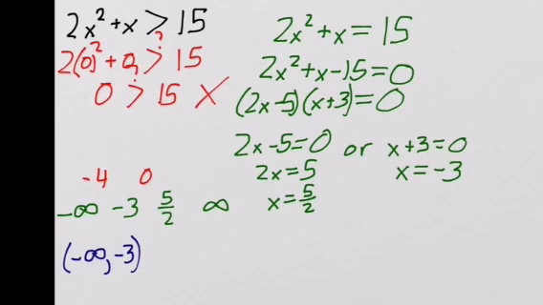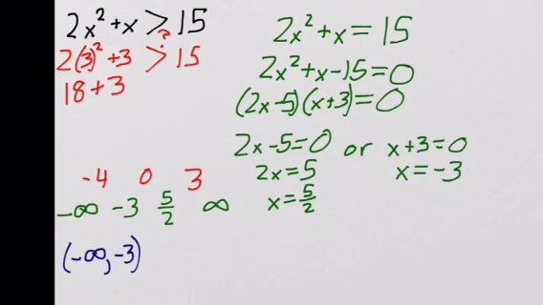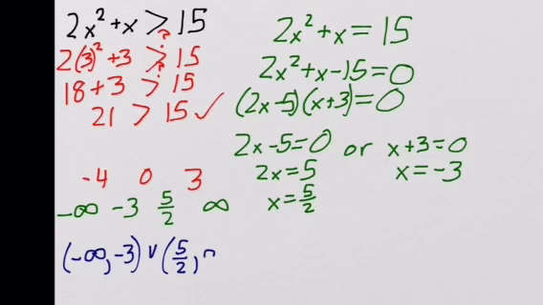Then we also have to worry about 5 halves to infinity. Between 5 halves and infinity, we pick a number. I'll just pick 3. And we'll go ahead and test this. So 2 times 3 squared plus 3. And we want to know if that's greater than 15. 3 squared is 9, times 2 is 18, plus 3. Again, checking to see if it's greater than 15. 21 is indeed greater than 15. So we can also include 5 halves to infinity.